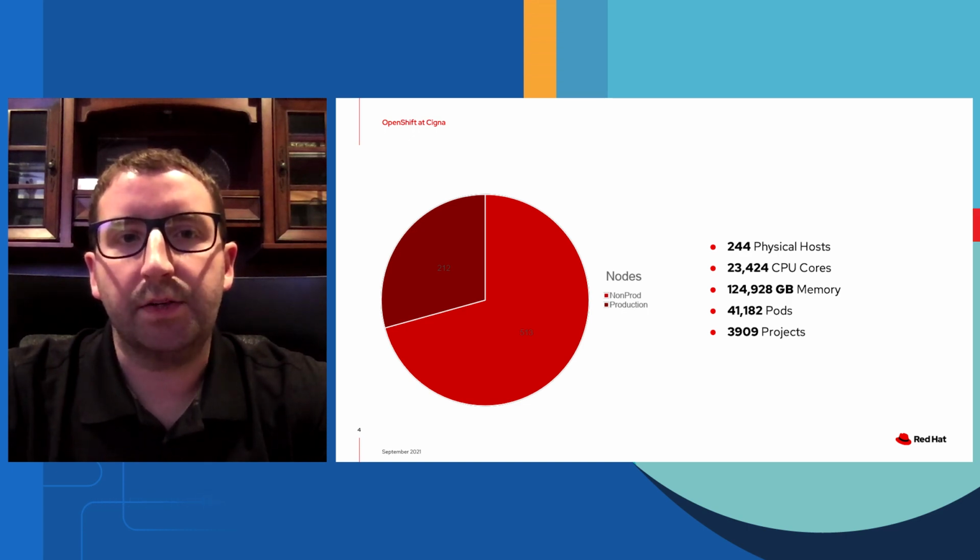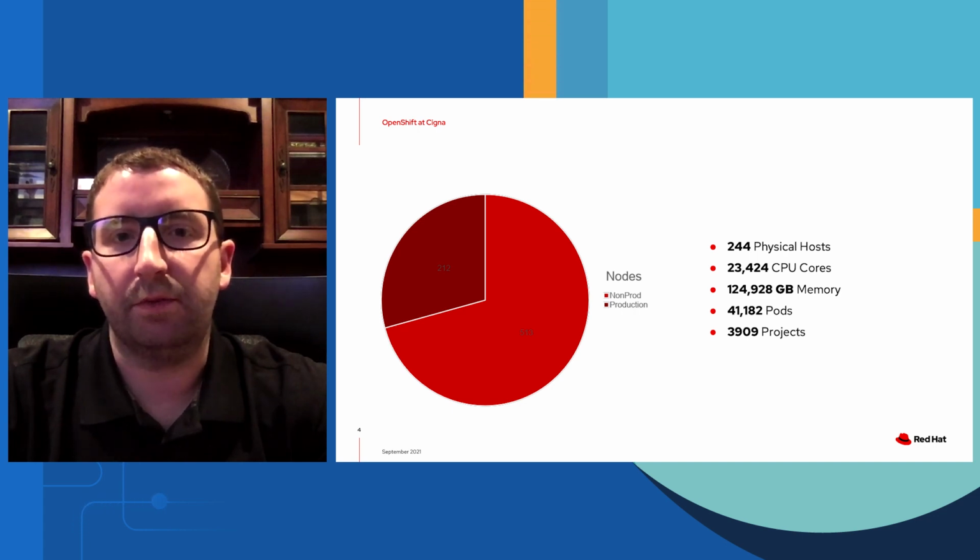Some high-level stats on our size. We currently have 725 nodes between our production and non-production clusters. These nodes combined consist of over 23,000 cores of compute power and 124,000 gigabytes of available memory. We're currently one of the largest OpenShift customers in the world.